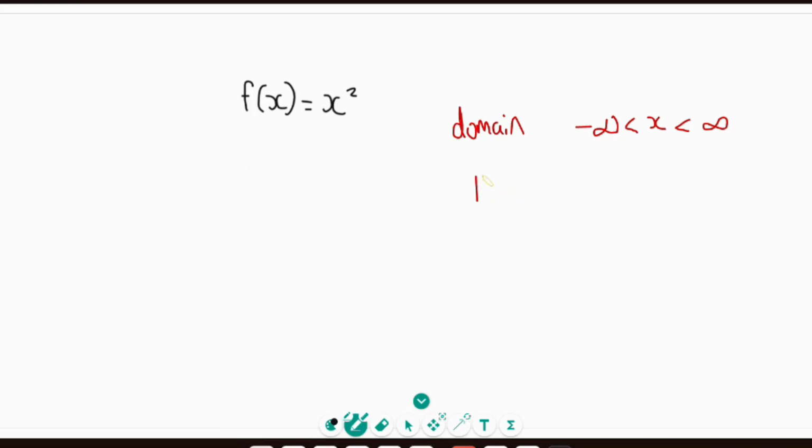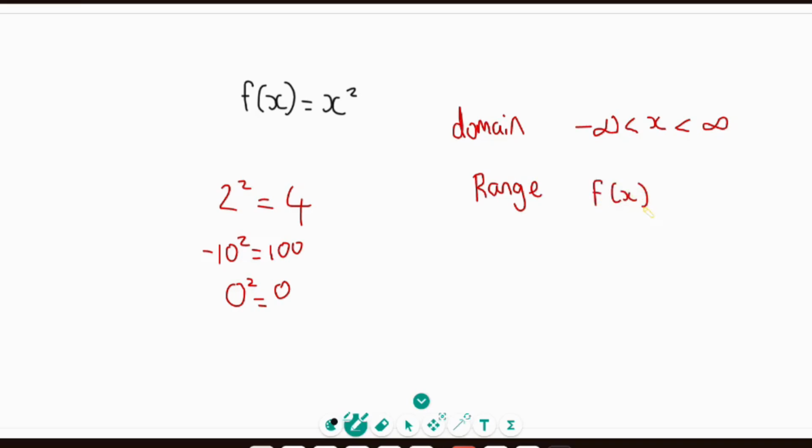Okay, what about the range? What are the values the output can be? So we put 4 squared in. I'm going to put 2 squared in, which is 4. Negative 10 squared is 100. So if you square a number, we always get a positive answer. So our range actually can only be positive. Let's just check with 0. 0 squared is 0, so yes, 0 is fine. So the range of the function is all positive numbers. So f of x can be anything bigger than or equal to 0.